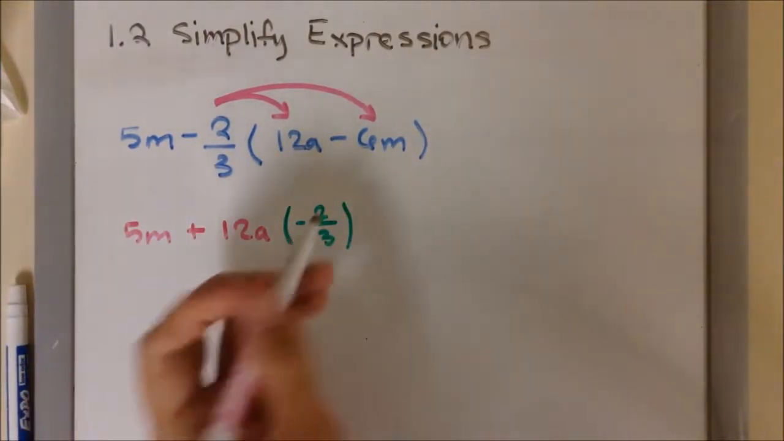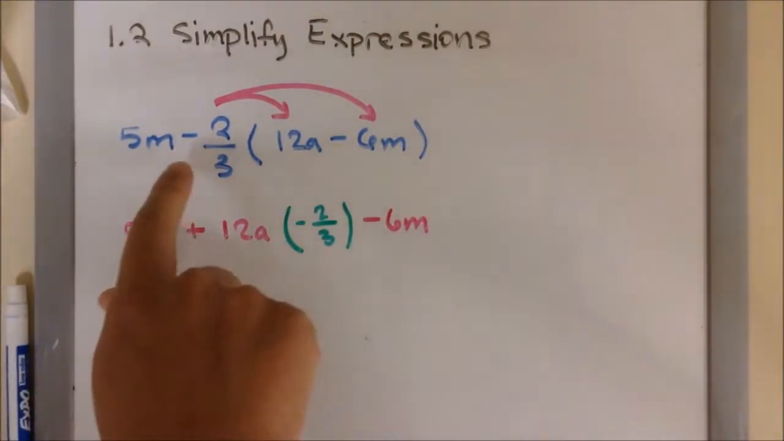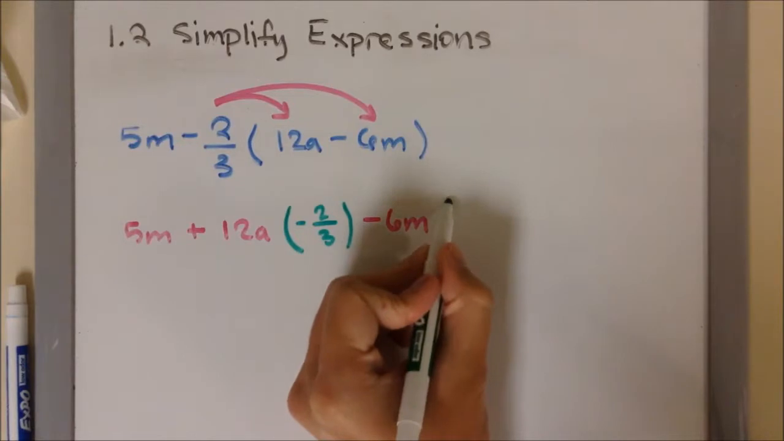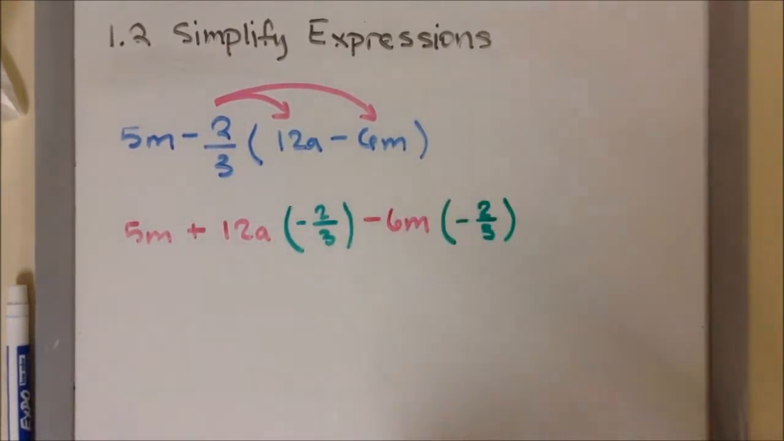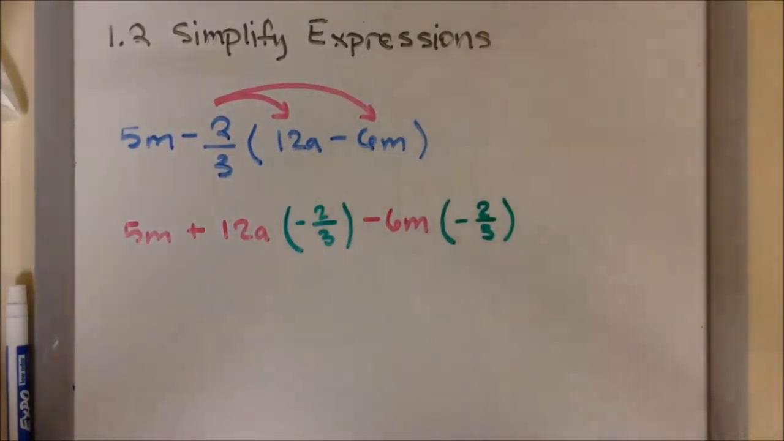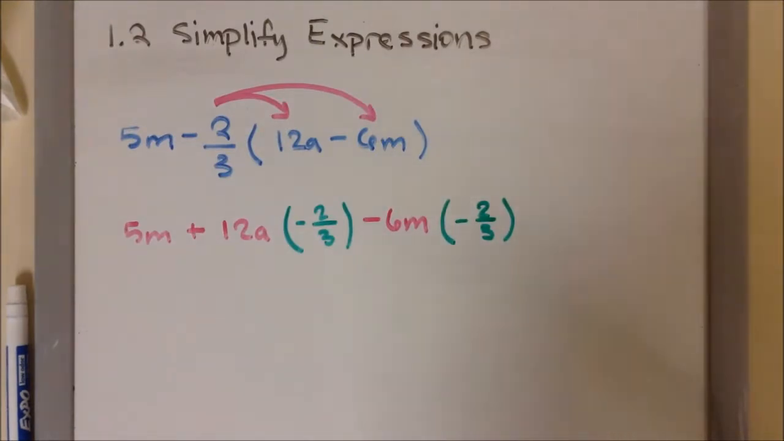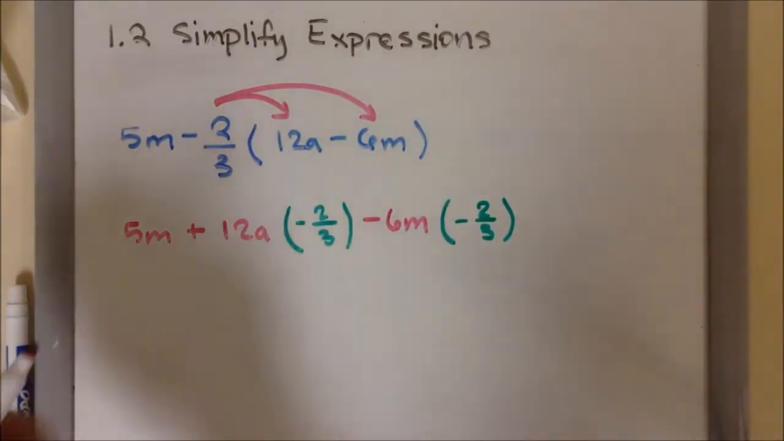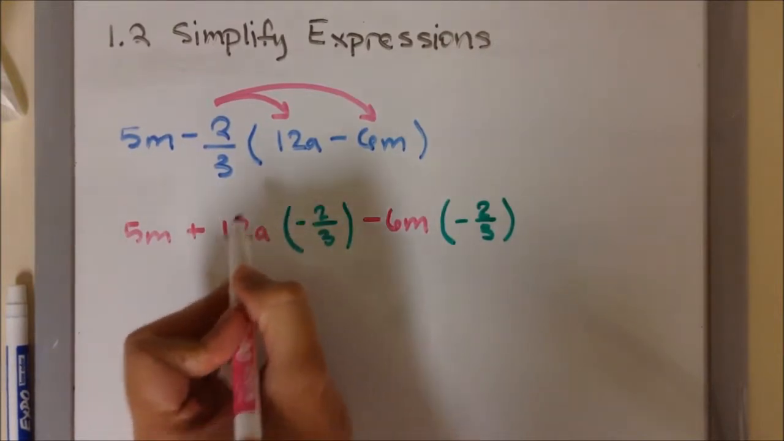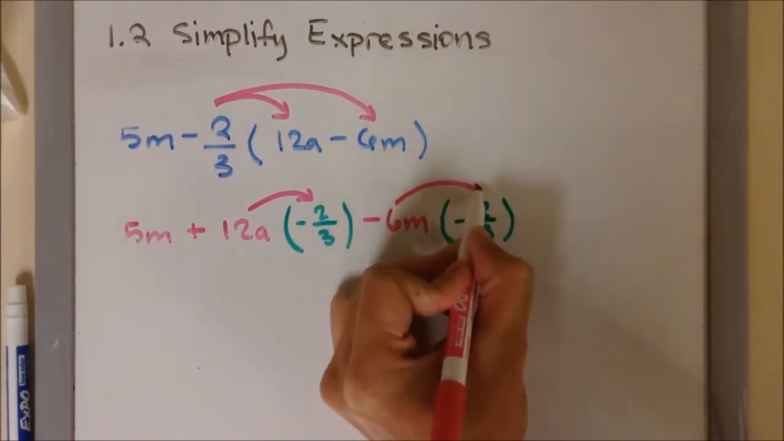Bring down the minus 6m. And again, I was distributing by negative 2/3, so I'm going to multiply by negative 2/3. Alright, now from there, it's a whole number multiplying to a fraction. So if I want to do this quickly, this is for when a whole number is multiplying to a fraction, I'm going to multiply 12a to the numerator. And I'm going to multiply negative 6m to the numerator, the top number.